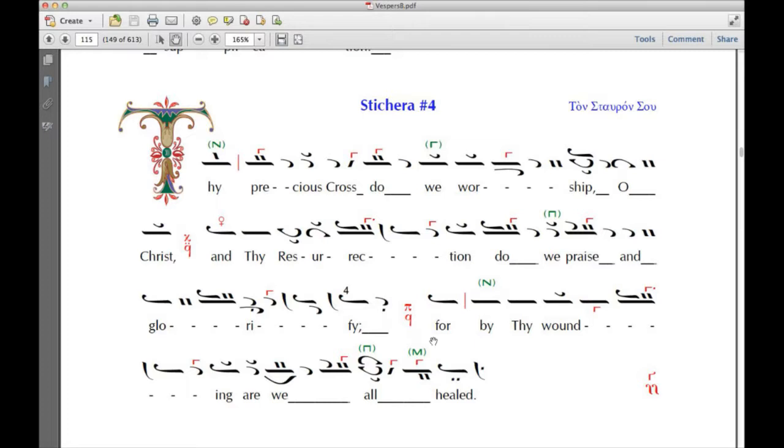Put an Ison in there, because for by thy wound there should be a Ga there in my opinion. Oh yeah, on the Ison there. For by thy wound, Ga Zo Zo Ke, but the Ga Ison should be there in my opinion. Otherwise, staying on Ni the entire time is just kind of weird. Okay.